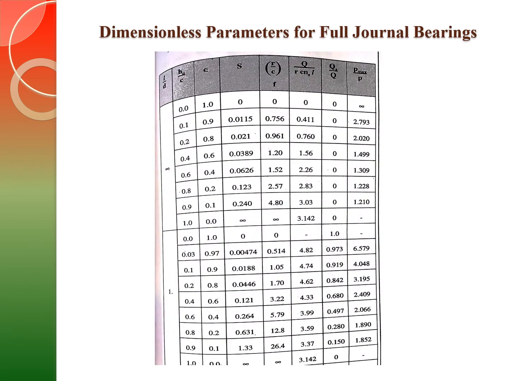So this type of tables for the dimensionless parameters for full journal bearings are available, as Raimondi and Boyd performed the iteration technique for the dimensionless parameters also, and according to that design and performance variables. So L and D ratio is there, H upon C, epsilon, Sommerfeld number, R upon C into f, Q upon R C N_s L, Q_s upon Q, P max upon P, and according to the L and D ratio we will get the other parameters.